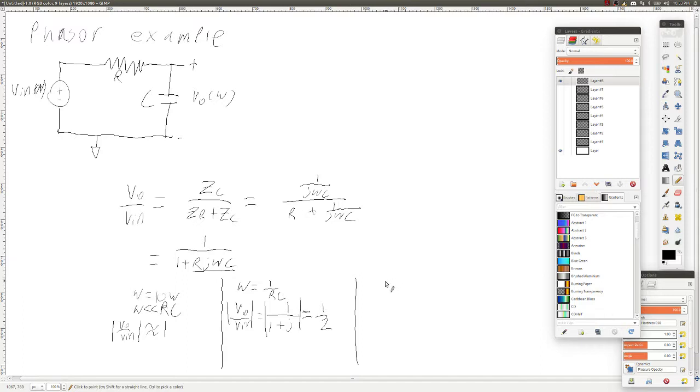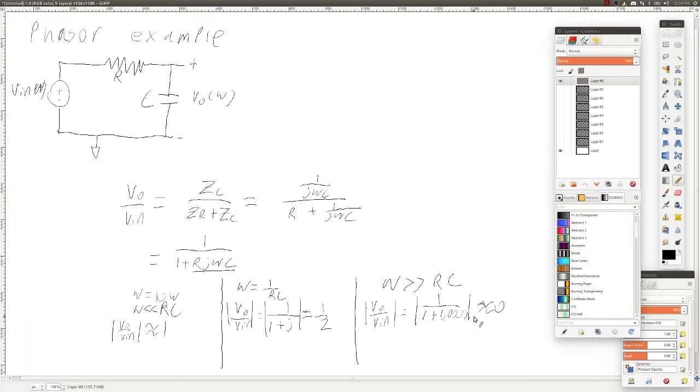Basically, if omega becomes much larger than 1 over RC, then V out over V in, in terms of magnitude, is dominated by 1 over 1 plus, we'll call it 1,000. The point being, it's exceptionally large, meaning the imaginary portion overpowers this, and we wind up with approximately 0.